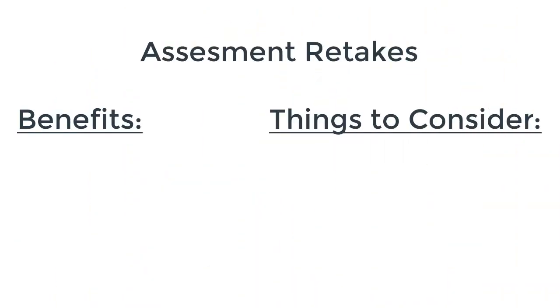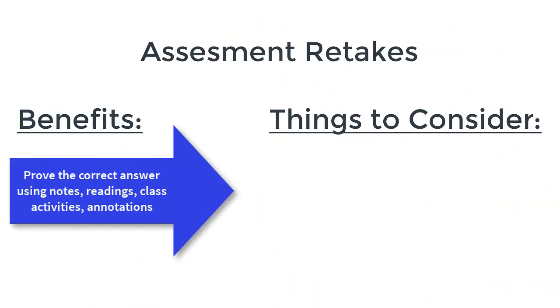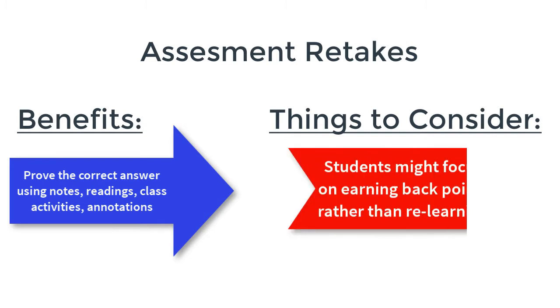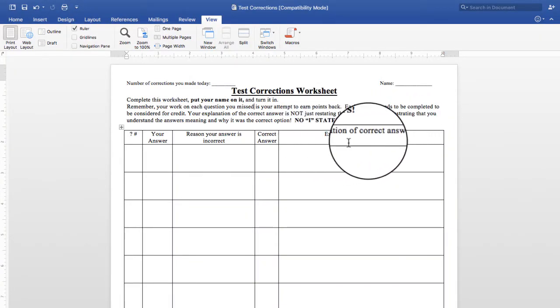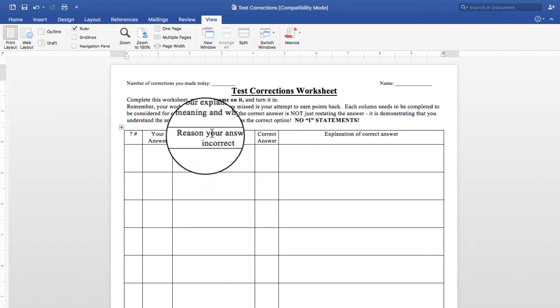For test corrections, one of the benefits is that students can be asked to go back to the class material to find the correct answer, which really forces them to learn what they didn't learn the first time. However, you run the risk of students only really focusing on earning those points back rather than focusing on the relearning. I try to avoid this in my class by requiring students to explain why their answer is wrong and cite the correct answer from class materials.